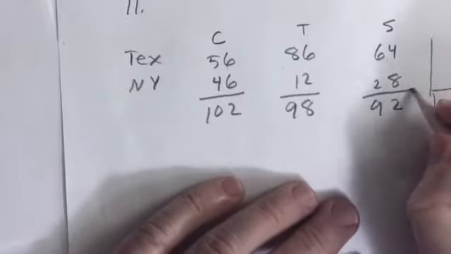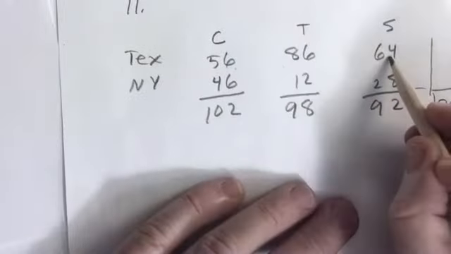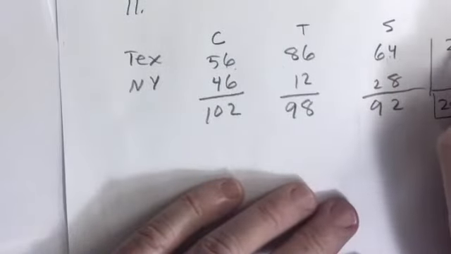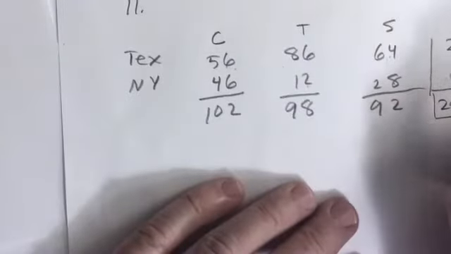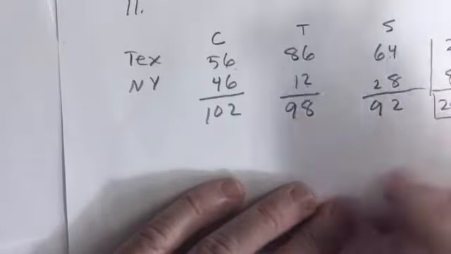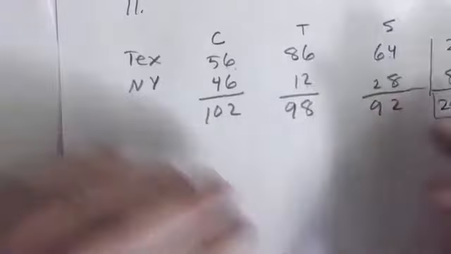Then you add up the rows. You add up the rows, 56 plus 86 plus 64, that's 206. And then 46 plus 12 plus 28. And so that's 86. There's a total of 86 from New York. And now I should be able to answer any of the questions.